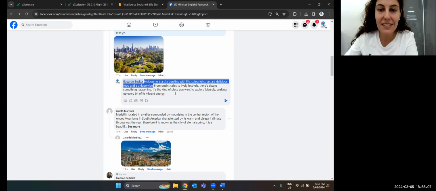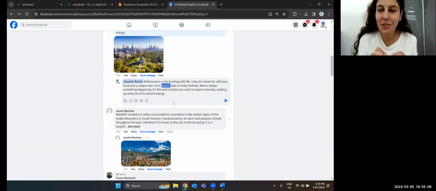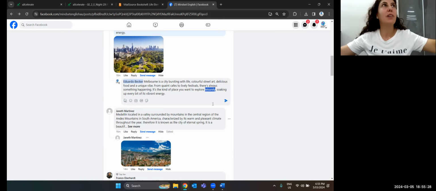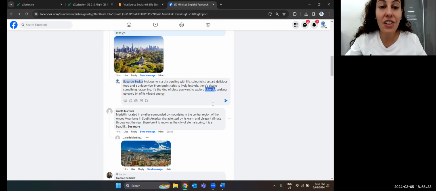From quaint cafes, quaint means like they're very little and cute. They're very like cute little cafes in a good way. From quaint cafes to lively festivals, there's always something happening. Good sentence. It's the kind of place you want to explore leisurely. That means that, you know, you want to walk around nice and quiet. You want to explore this place nice and quietly. Soaking up, that means like taking in, soaking up every bit of its vibrant energy, because there's lots of like movement there. It's just really good.